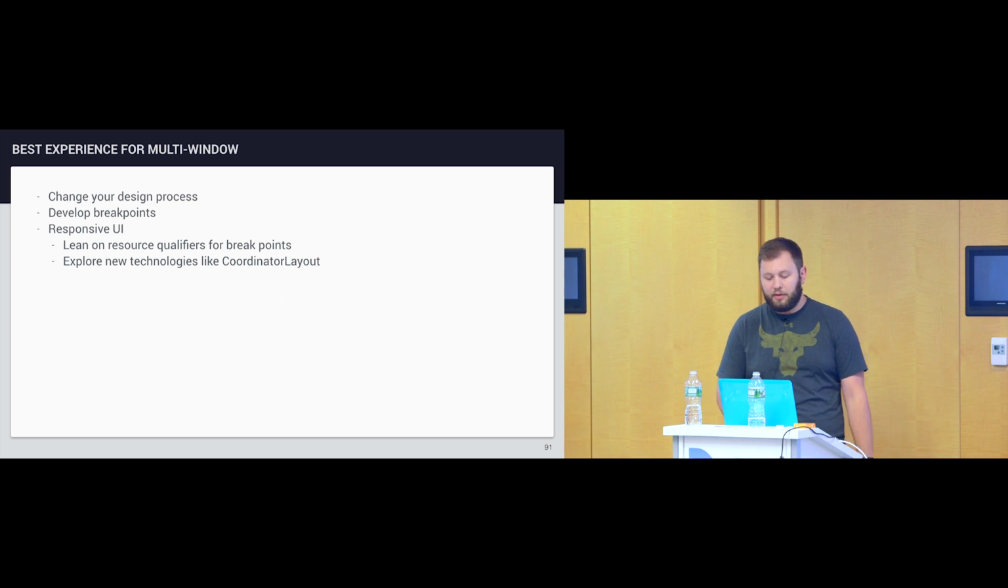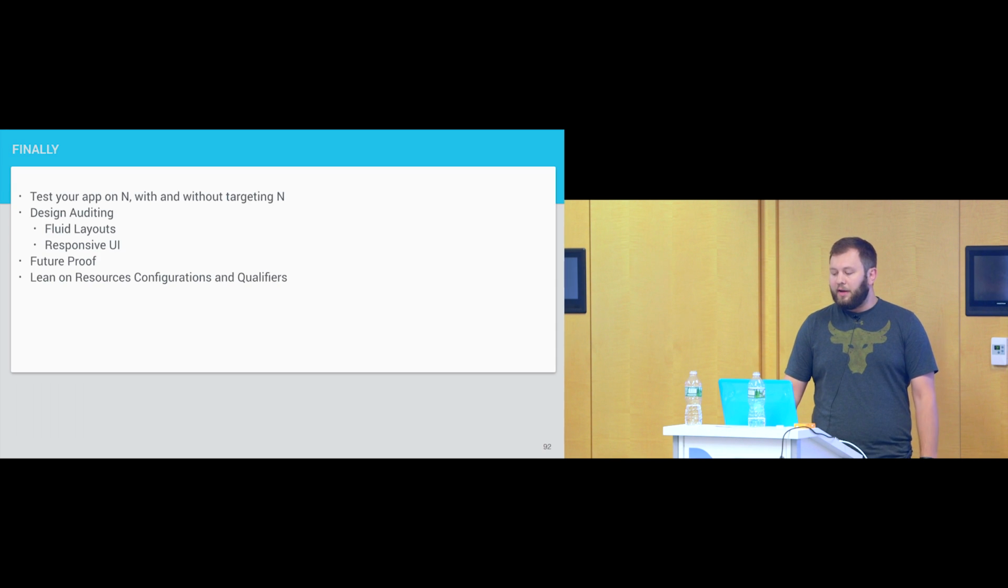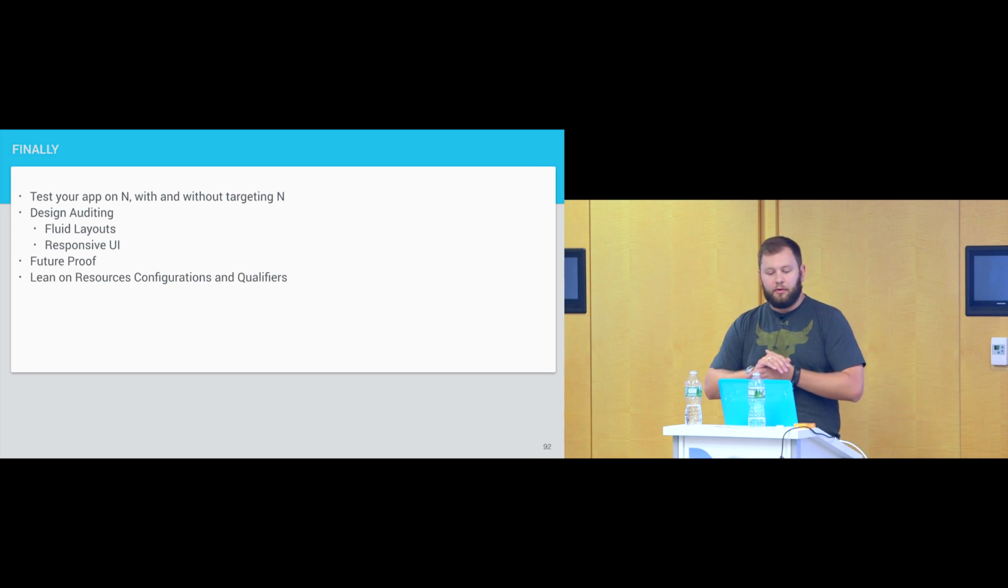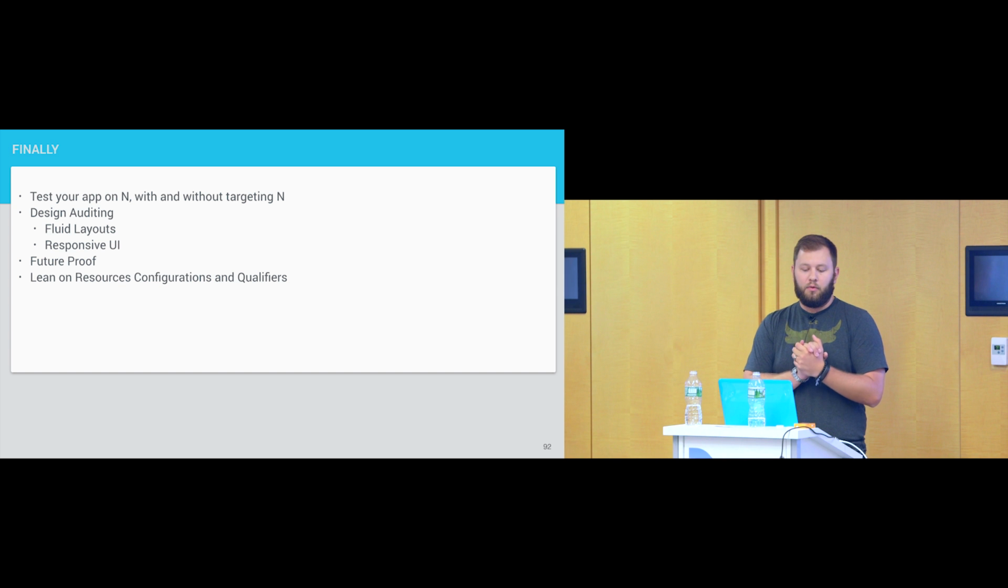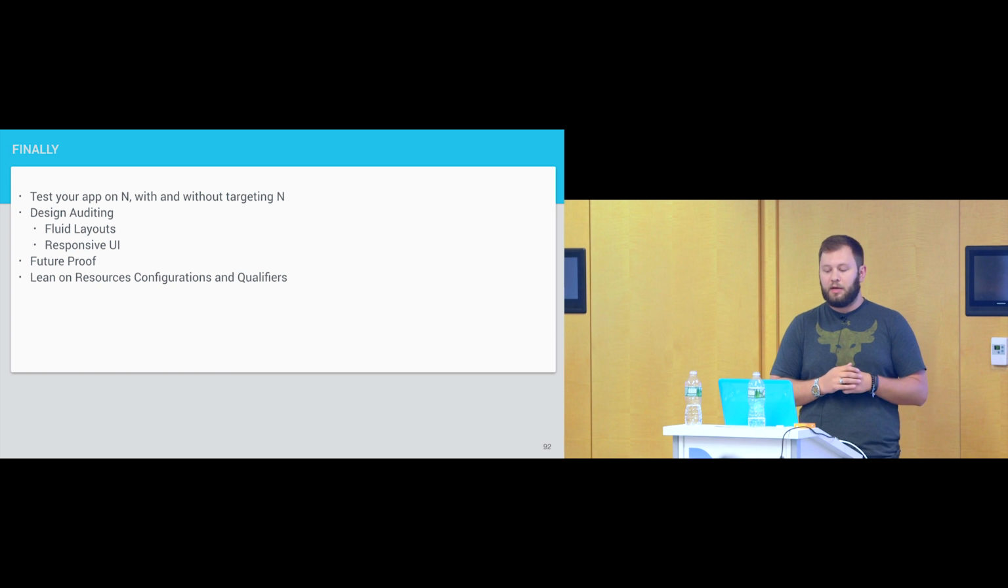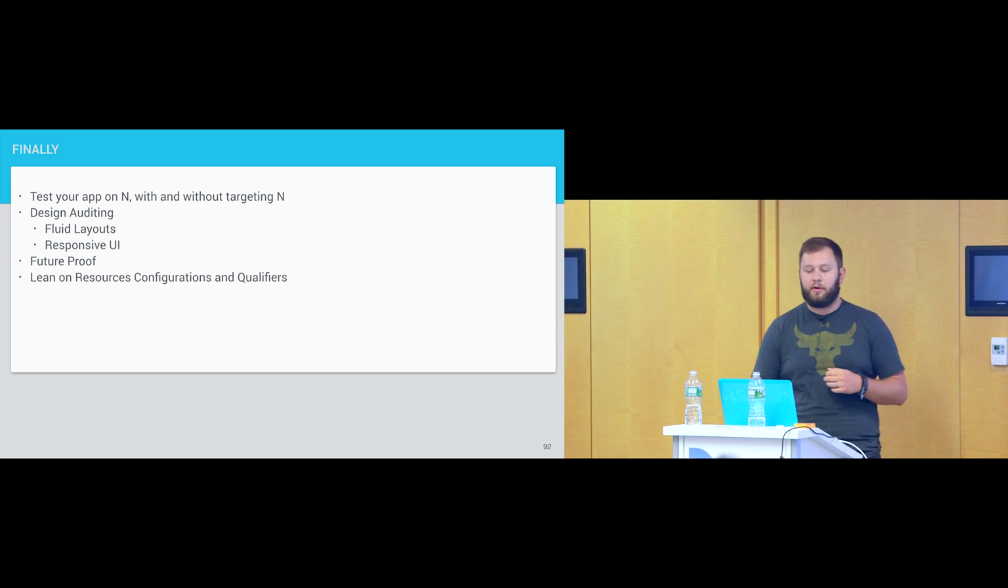And then, tying all this together, one of the things that Google harped on in a really awesome blog that they wrote was testing. I would say test with and without targeting N. You never know, especially if you're not planning on targeting N anytime soon. There are a few apps that we're not targeting N on, but we have branches targeting N specifically to look into these issues. If you're not doing that, do that already.